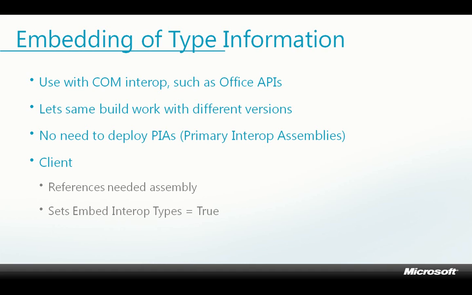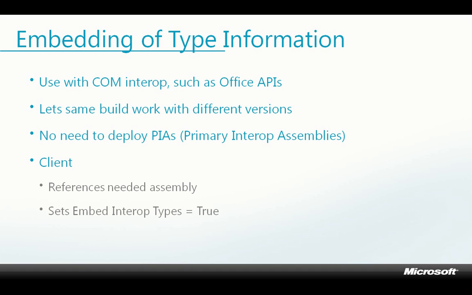A client can embed type information for Office just by referencing the assembly and setting the Embed Interop Types property of the reference to true. And if you're using Visual Studio 2010, when you create an Office project type, that property gets set to true by default. And the great thing is that if Office comes out with a new version of the runtime assembly, the client program won't have to be recompiled.